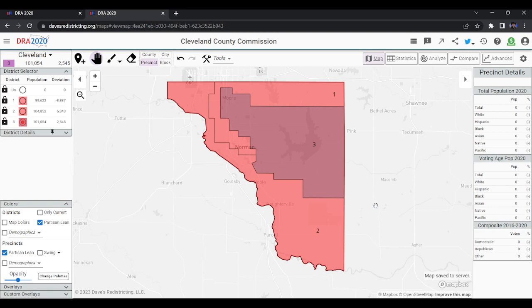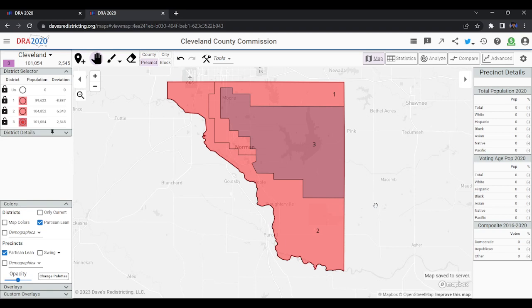Now, I want to preface this all with, I'm not here to impugn the character of anybody who drew these lines, or the current county commissioners of Cleveland County. I'm here to offer my expertise of somebody who has redistricted across the state and across the nation, and somebody who's very familiar with the topic, as well as somebody who is an Oklahoma resident. Anyway, let's get into it.